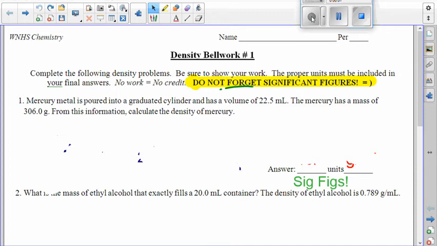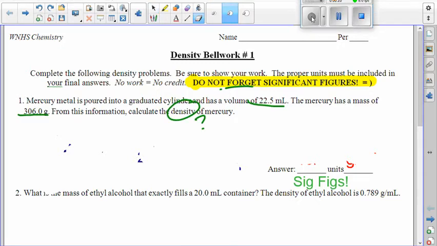Let's take a look at this first one, density bellwork number 1. Mercury metal is poured into a graduated cylinder and has a volume, that catches my attention, 22.5. The mercury has a mass of 306.0 grams. From this information, calculate the density, okay? So that's what we don't know, is the density.